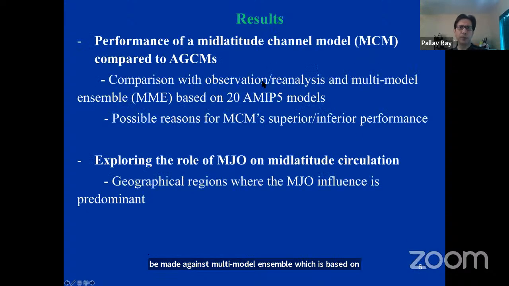Okay, so the results are in two parts. First, we evaluate the performance of the MCM, and then we will explore the role of the MJO on the mid-latitude circulation using this MCM.